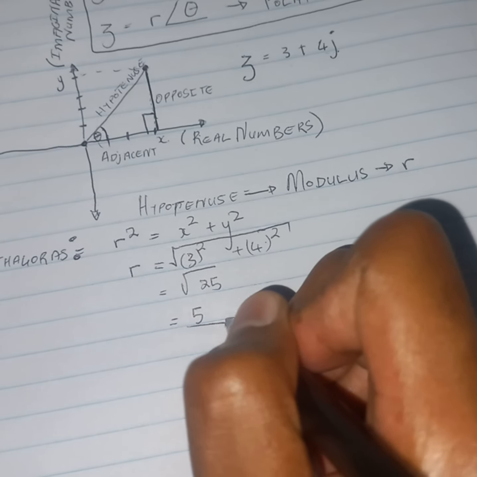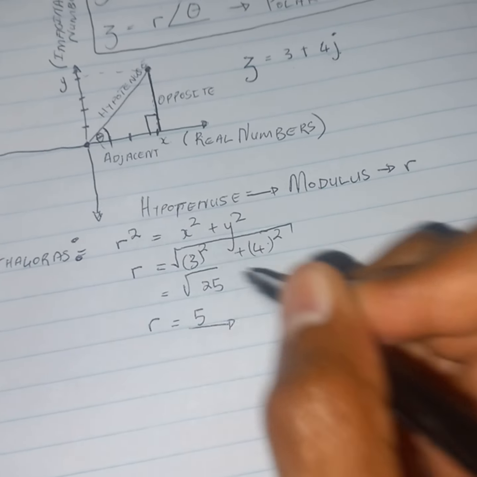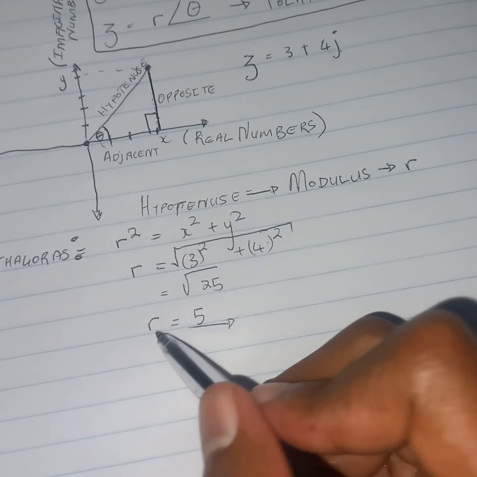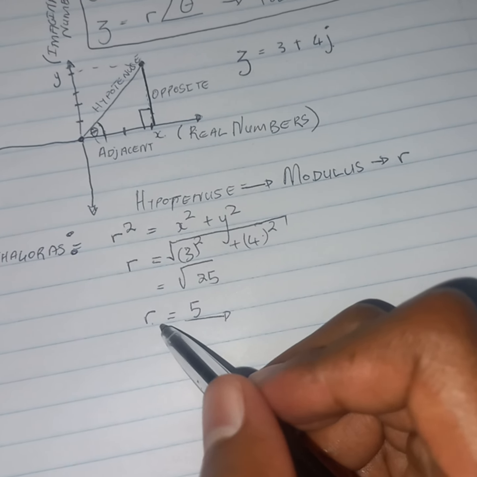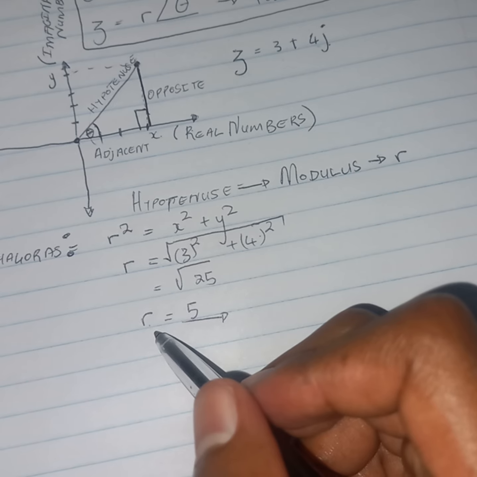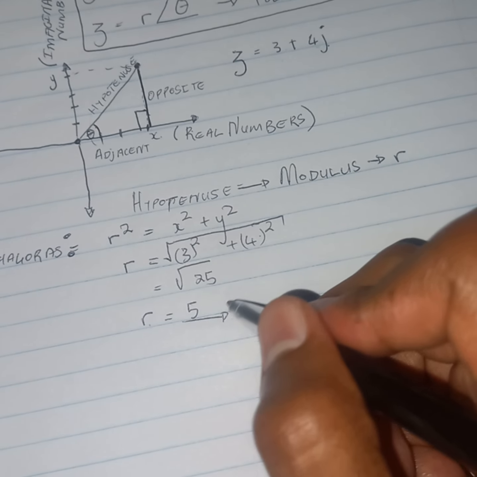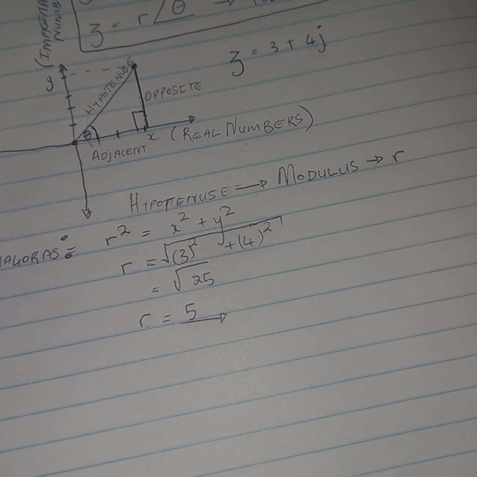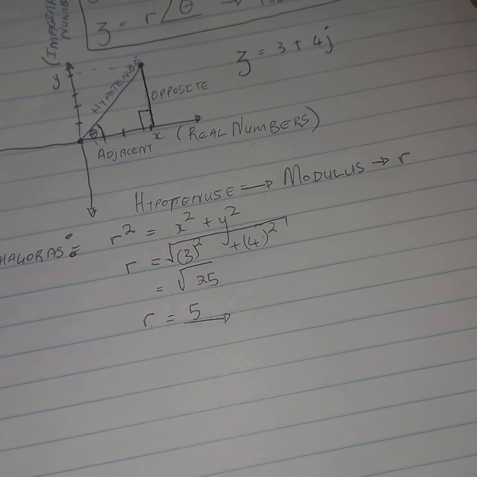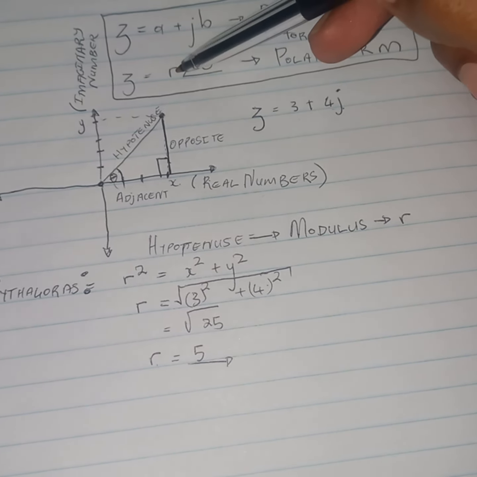So this is what we call the modulus, or r, or we can say the hypotenuse. Now, once you look at the modulus that we got, it goes straight into the general formula of the polar form.